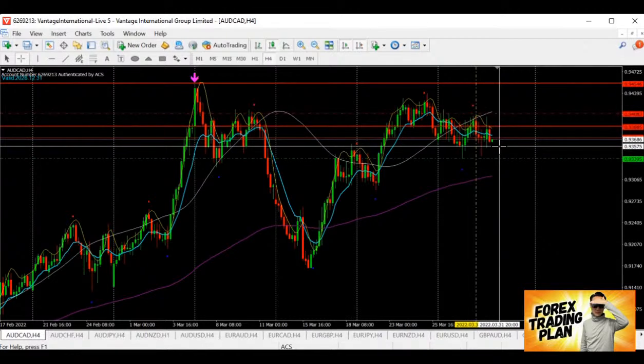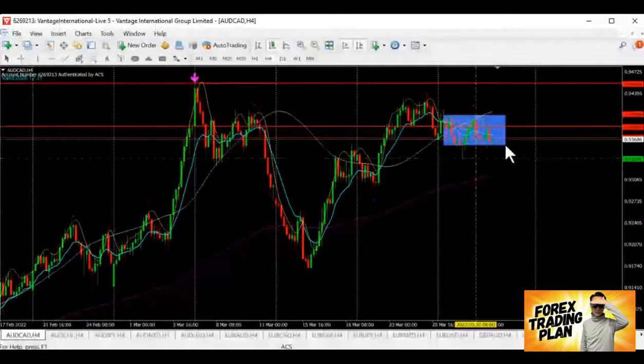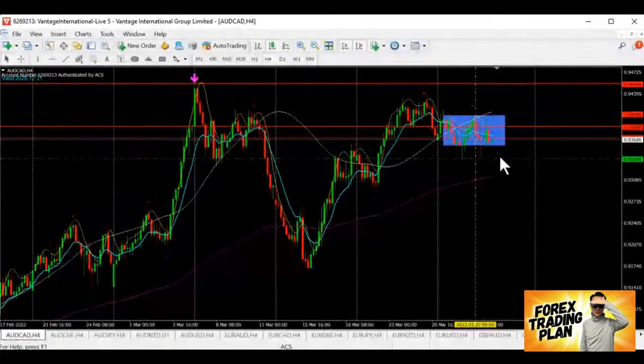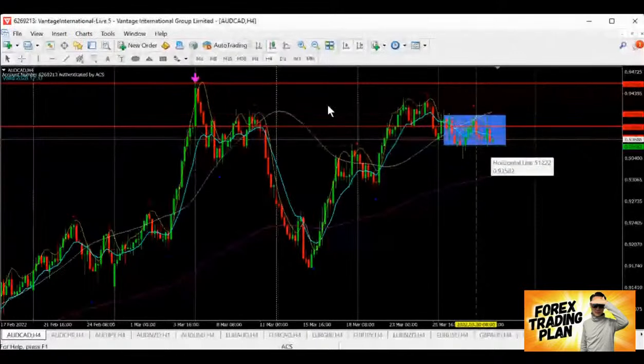In this area, it looks like we are still in the transition, and therefore I wouldn't want to take a risk. Tentatively, this is the area. I will be looking at the breaking of the support first. Once it breaks the support, anything below the support, I will start trading.